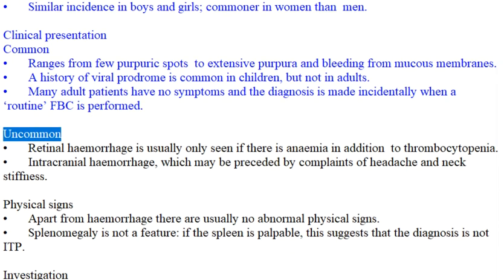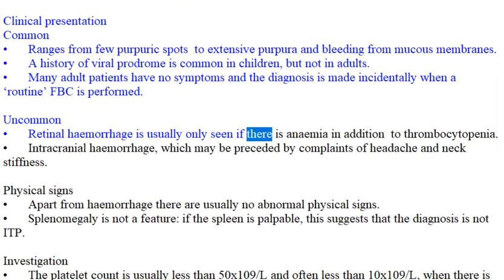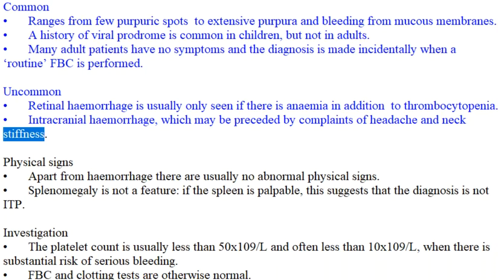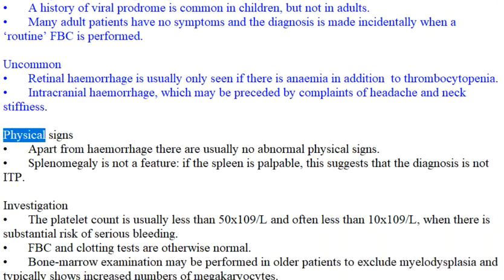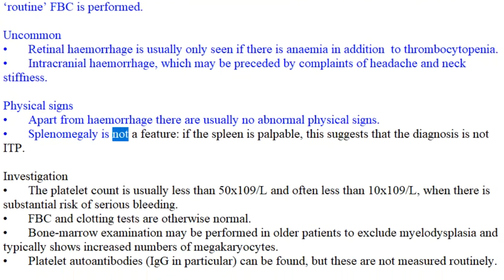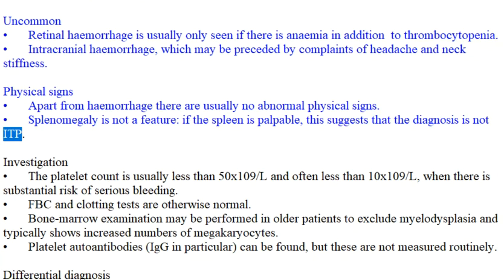Uncommon. Retinal hemorrhage is usually only seen if there is anemia in addition to thrombocytopenia. Intracranial hemorrhage, which may be preceded by complaints of headache and neck stiffness. Physical signs. Apart from hemorrhage, there are usually no abnormal physical signs. Splenomegaly is not a feature. If the spleen is palpable, this suggests that the diagnosis is not ITP.